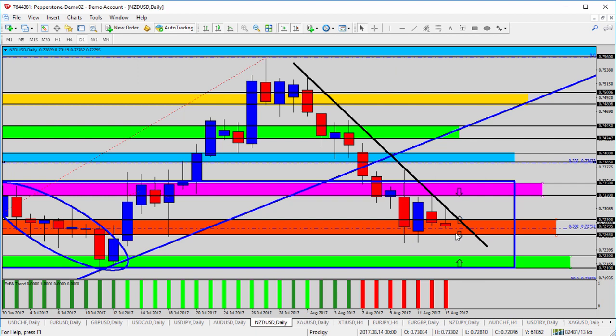So we're at a critical decision point right now for the New Zealand dollar. Bouncing here, breaks the black trend line, goes back up. Breaking here, breaks the Fibonacci. We look for it to go down. Critical decision point. 4-hour time frame here.